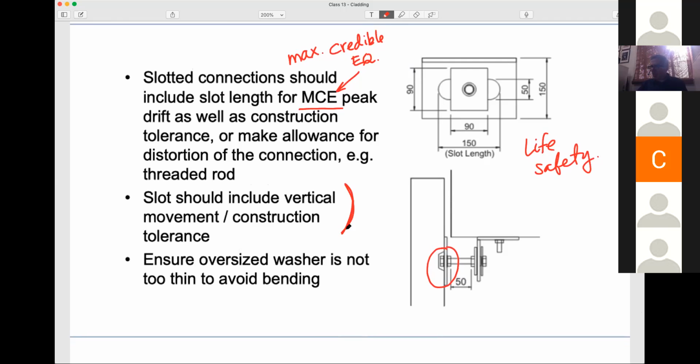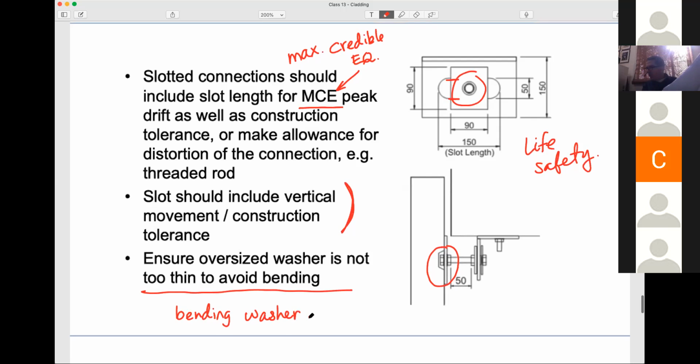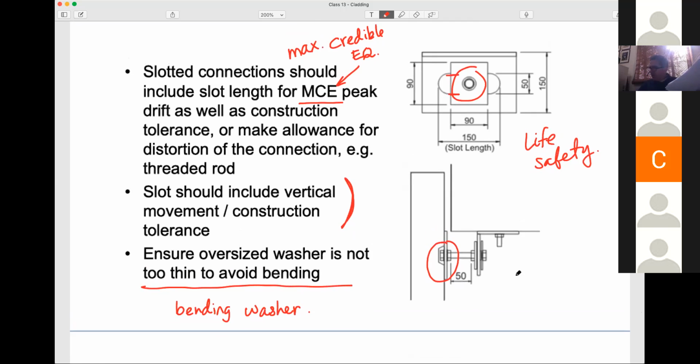So a little bit of vertical construction tolerance needs to occur. You can see that the slot is a little bit wider than the bolt itself for some tolerance. And the washer itself has to be thick enough because it essentially is going to be put in bending. So that would just need to be ensured. And there's a little bit here. I know these are in millimeters, but you can do the translation.